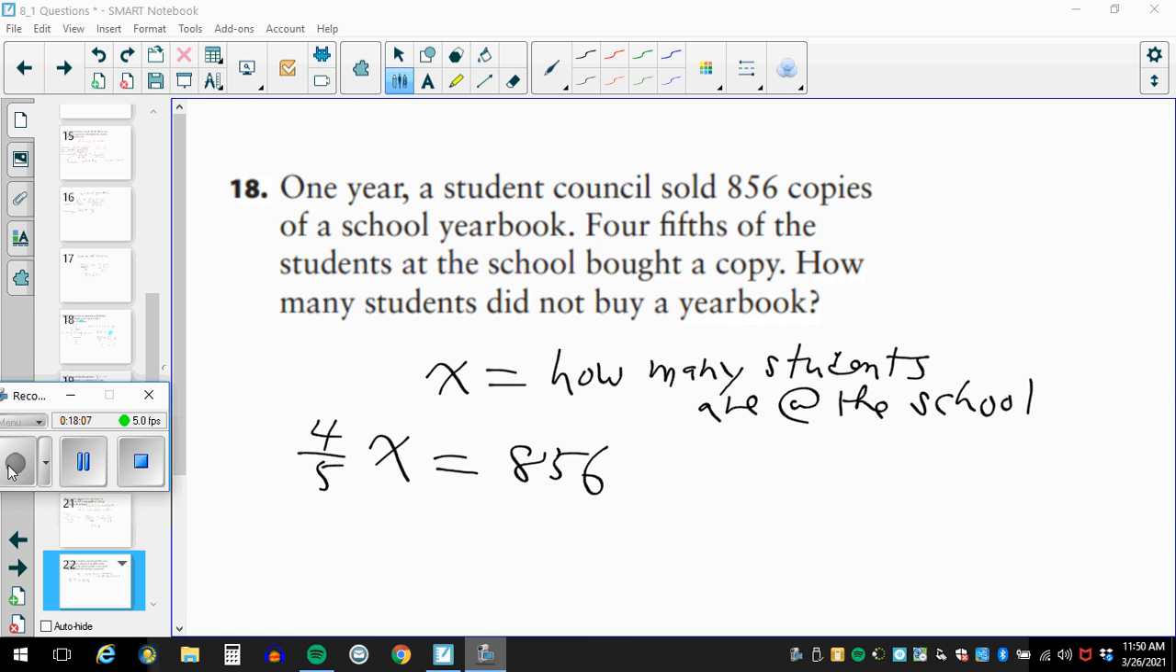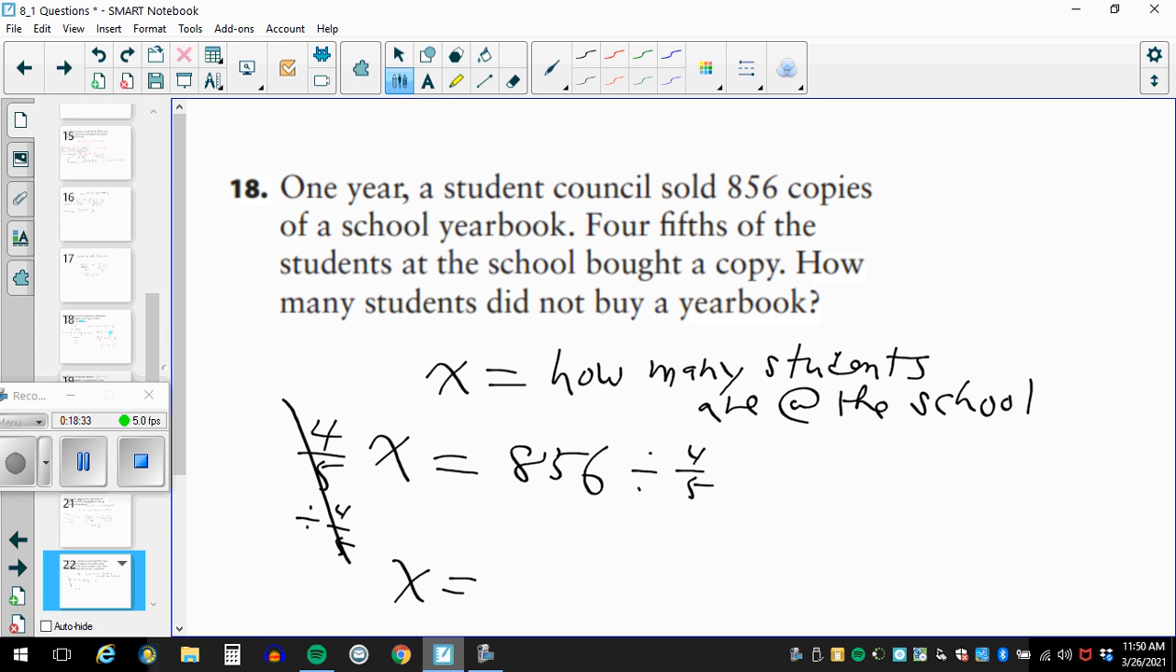So I'm going to isolate to figure out how many students are at the school altogether. So I'm going to divide by 4/5 to get rid of multiply by 4/5. Okay, and that's going to leave me with x. Over here, I'm going to divide this by 4/5. Now, because this is a story problem, and I don't really want to use fractions, what can I divide it by instead of 4/5 and still get the same answer?